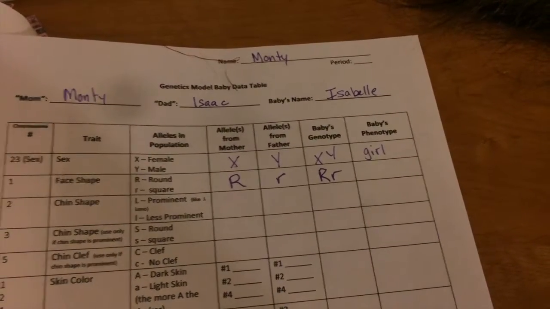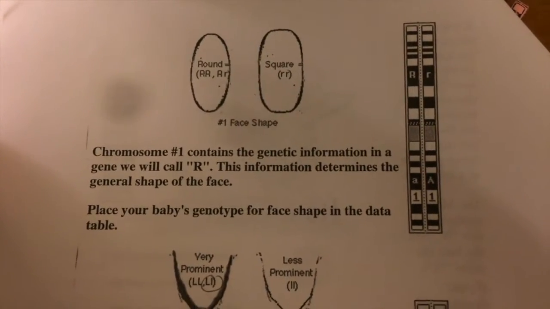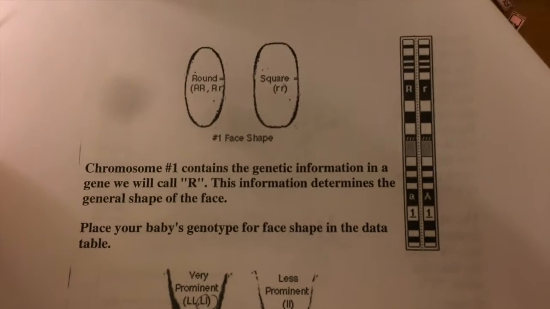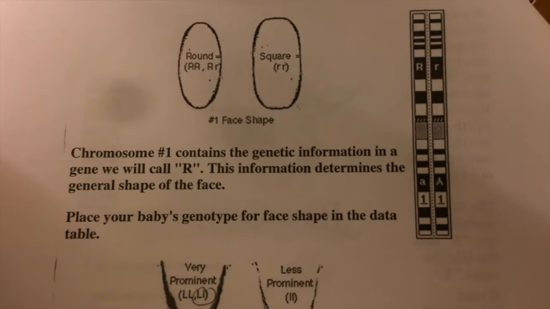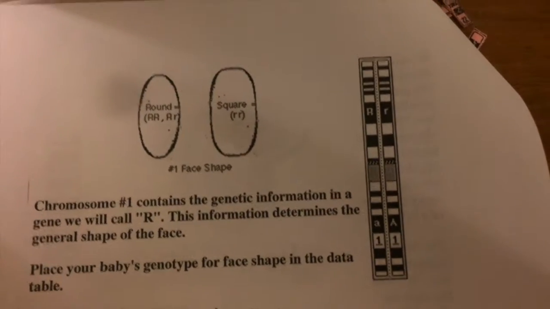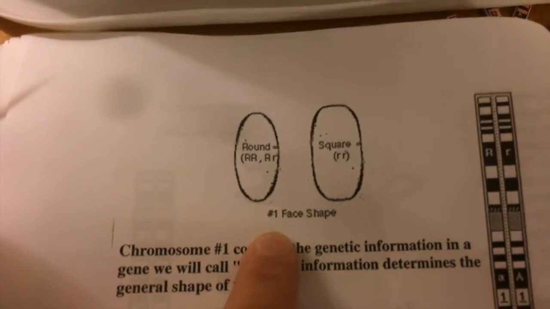Finally, to figure out what we put for this last one, we have to go to the booklet. So if we look at the booklet, it says, chromosome number 1 contains genetic information, the gene we'll call R. This information determines the general shape of the face. Place your baby's genotype for the face shape in the data table, which I just did. So I had big R, little r. So according to this picture, big R, little r corresponds to a round face shape.